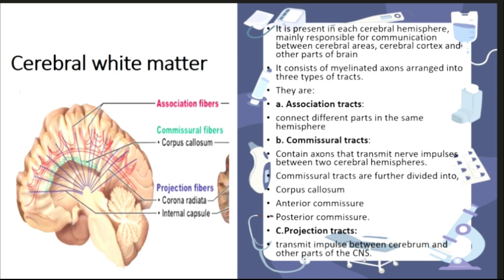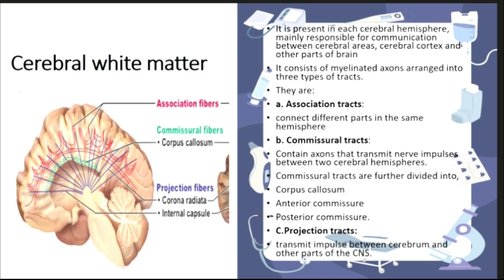And next is the commissural track. The commissural track will transmit the nerve impulse between the 2 cerebral hemispheres. It is further divided into 3 types: corpus callosum, anterior commissure, and posterior commissure. And next is the projection track. From the name itself you can understand that it projects. That is its main function. It transmits the impulse between the cerebrum and other parts of the CNS. So these are the basic functions of the cerebral white matter.